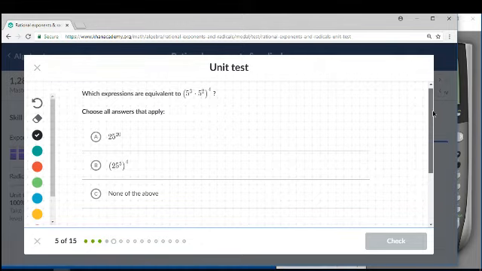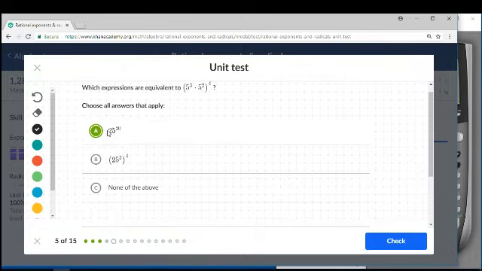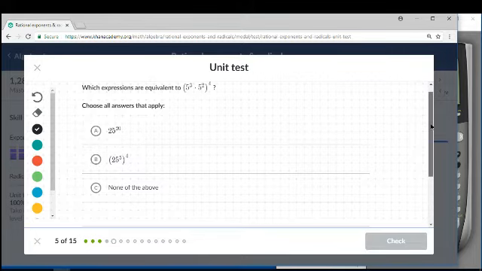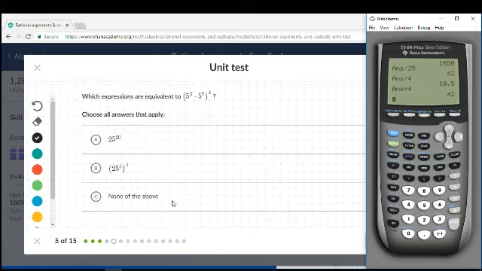That'd be 5 to the 12th times 5 to the 8th, and then 5 to the 12th plus 8 is 5 to the 20th. 5 times 4 is 20. Wait. All right, I think it's none of the above.